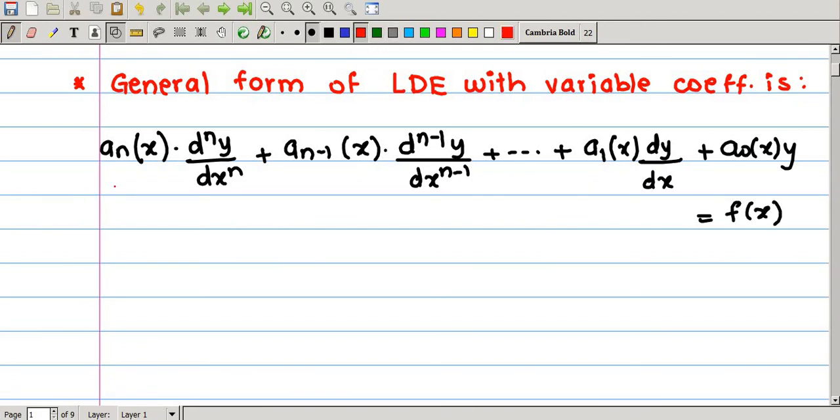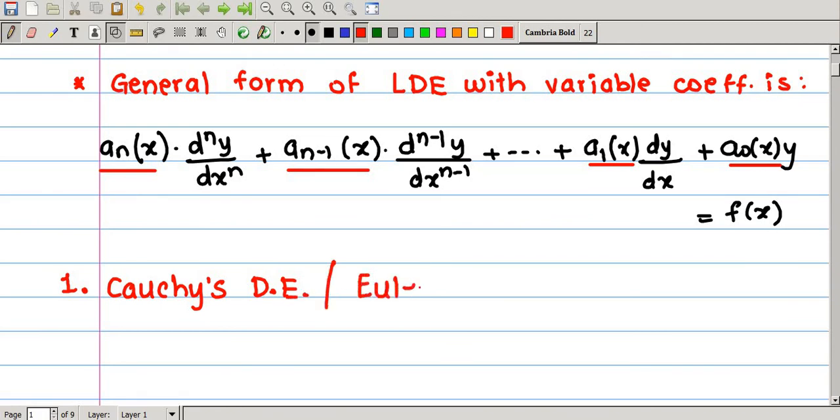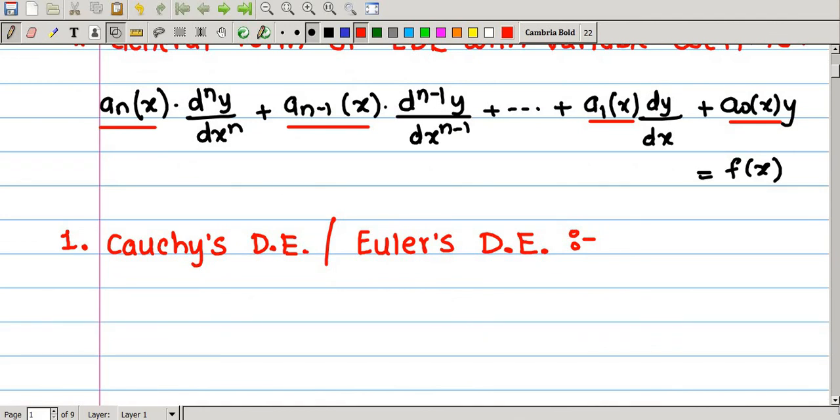Now, depending upon the nature of an minus 1 up to a0, there are further classifications of linear differential equations with variable coefficients, out of which we are going to discuss very specific types. The first one is Cauchy's differential equations. Sometimes it is also attributed to Euler, so it is also known as Euler's differential equations. They are linear differential equations with variable coefficients, and are identified by the general form.